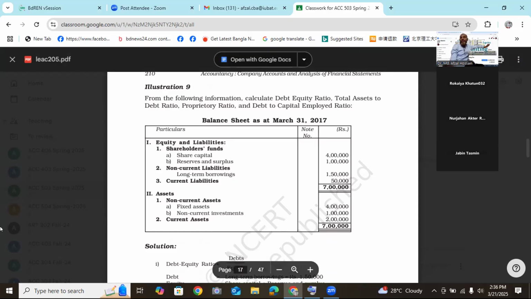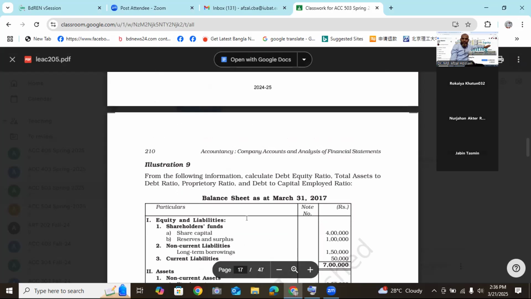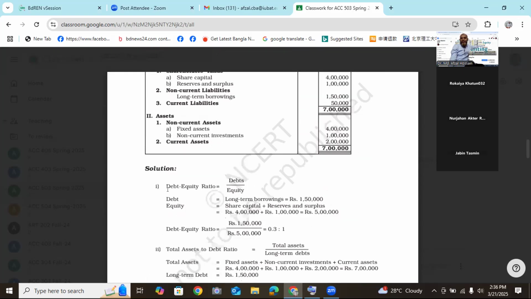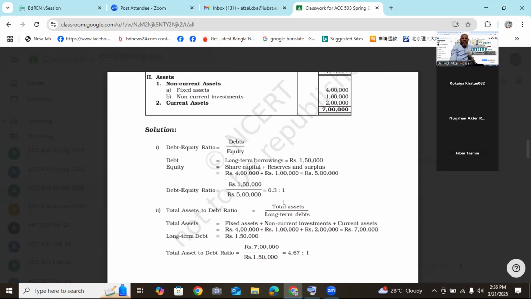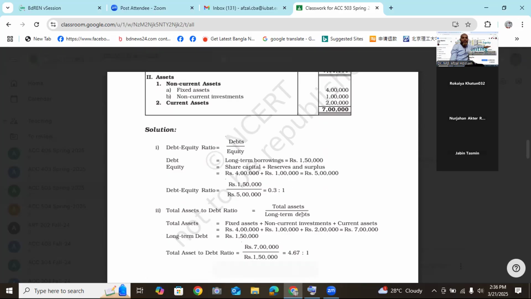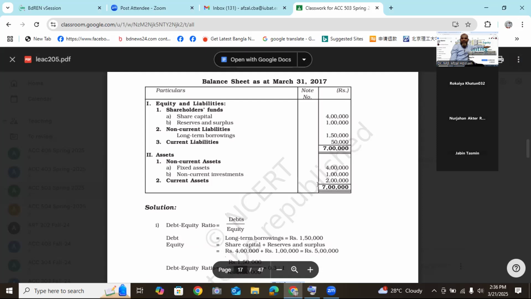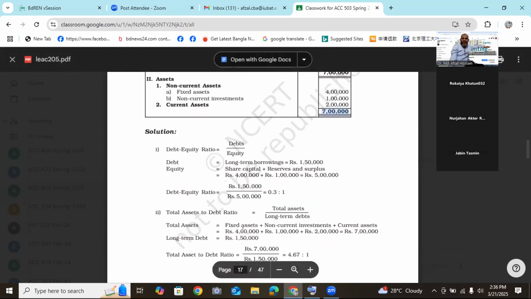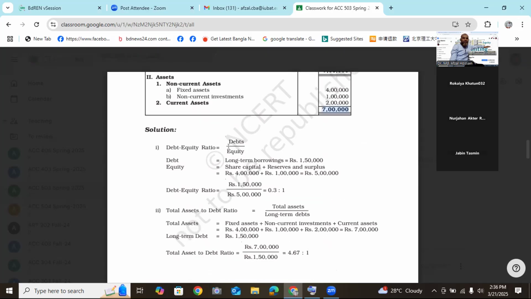Now they accommodate all four ratios: debt to equity ratio, total asset to debt ratio, proprietary ratio, and debt to capital employed ratio. First, debt to equity ratio: you know the formula, long term debt divided by equity, and this is 3.3 is to 1. Total asset to debt ratio is total assets divided by long term debt. Now you have to determine total assets. Total assets here are 7 lakh.